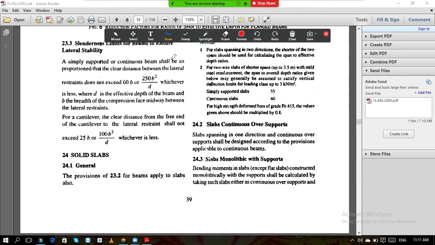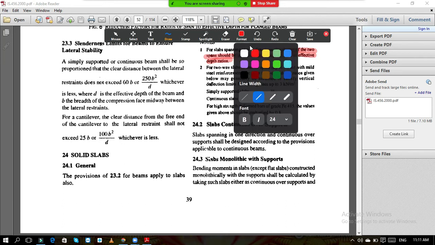Okay, I have already told you this. To calculate the depth, the shorter of the two spans should be used for calculating the span to effective depth ratio. Okay, so you need to use the shorter span. This is the first thing.